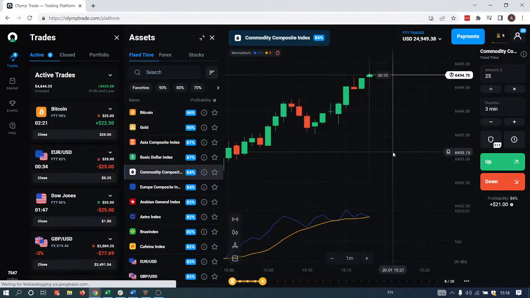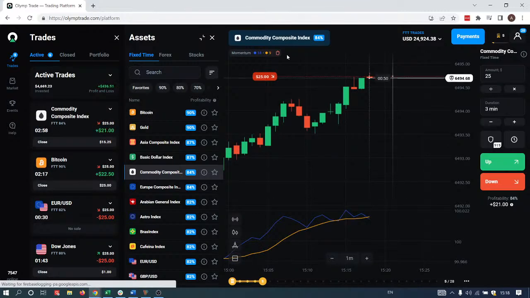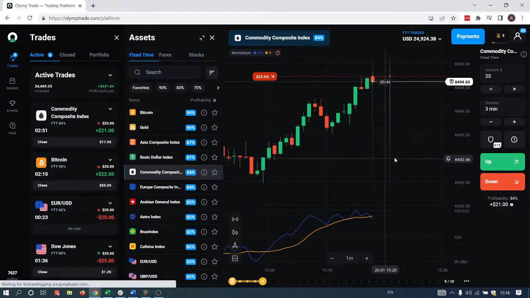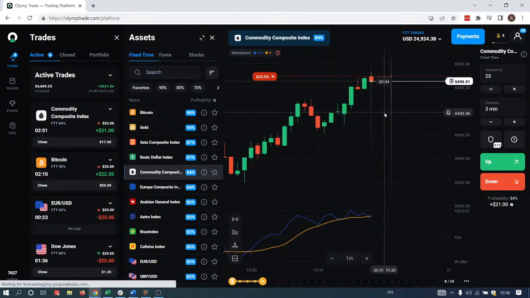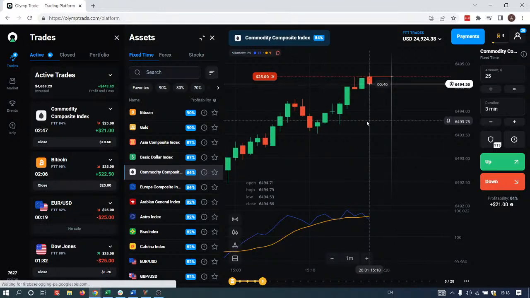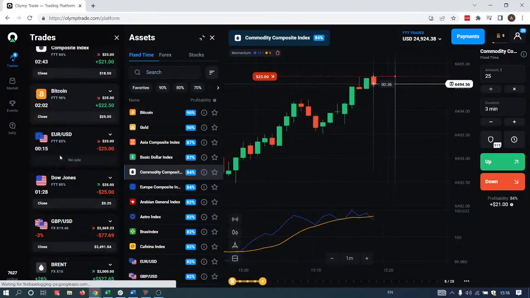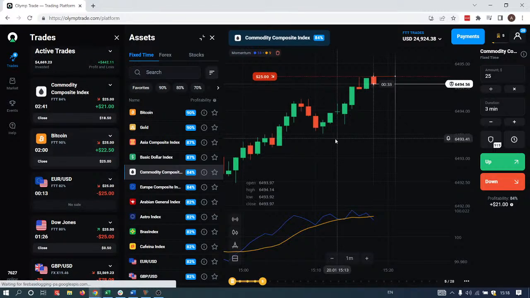All right. So even though the commodity composite index is going north, we can see that the growth is slowing down, and a fresh signal on the momentum indicator has just appeared. So we can take advantage of this signal and we can open a trade in the downwards direction.